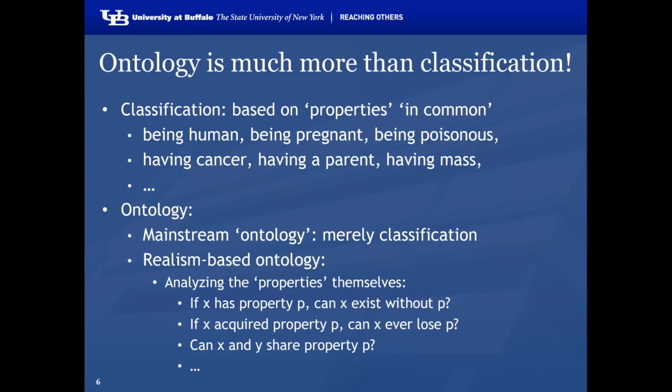An example would be: if something has a shape, can that something exist without a shape? And let that something, for instance, be me or you. If you have a certain shape, can you exist without that shape? Or another one, if X acquired property P, can X ever lose it?